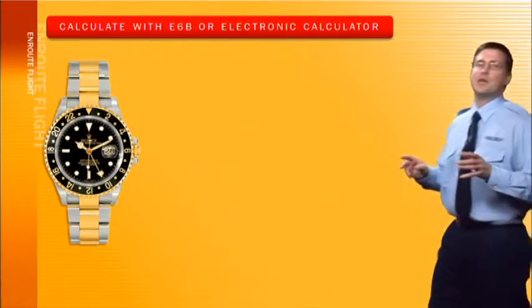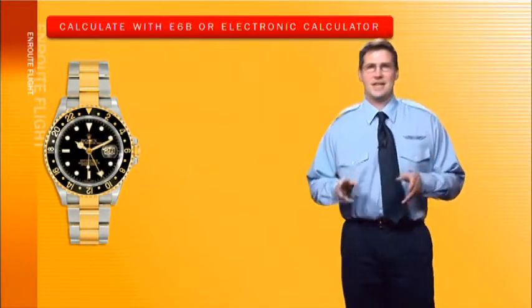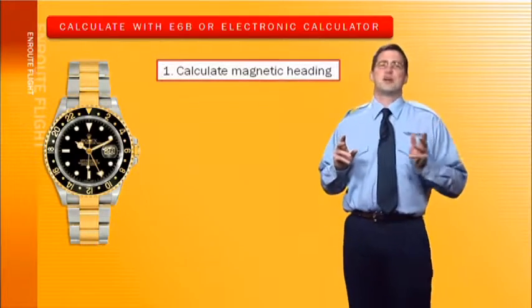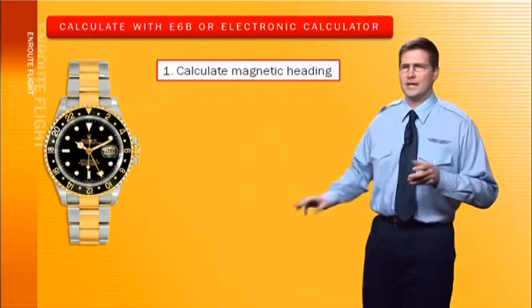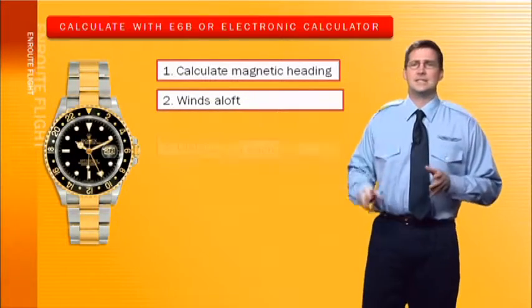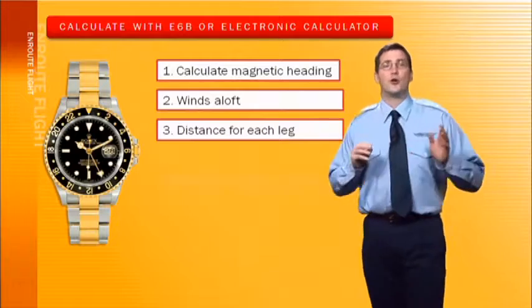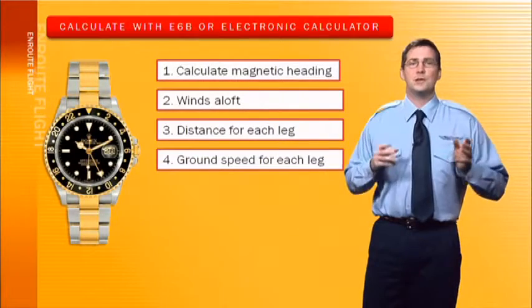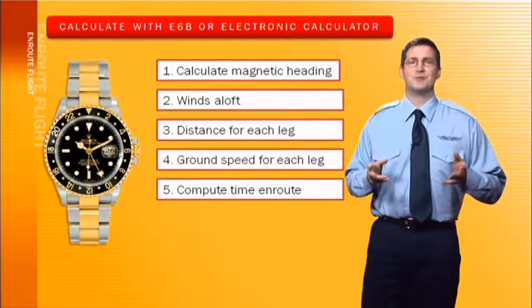Estimating time en route is a fundamental element the competent aviator should do well. However, when in IFR flight, it is even more important since only airports with instrument approach procedures may be available for a landing. Now, you can use either an E6B or an electronic calculator for the necessary calculations. There are really 5 variables to consider for these calculations, including calculating the magnetic heading, winds aloft, distance for each leg, ground speed for each leg, and completing the process with computing your time en route.